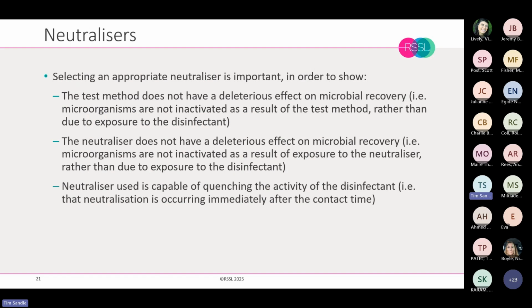The other thing I've mentioned, which is an important choice, is the neutralizer. It's important that the test method we're deploying does not have a deleterious effect on microbial recovery. We need to show that microorganisms are not inactivated as a result of the test method, rather than exposure to the disinfectant. That means the neutralizer that we deploy to stop the activity mustn't be toxic itself to the microorganisms. So we will need a separate study to show that the neutralizer is not toxic. But we also need to show that the neutralizer is effective, so that it's capable of quenching the activity of the disinfectant, so that we can achieve neutralization at our targeted contact time.